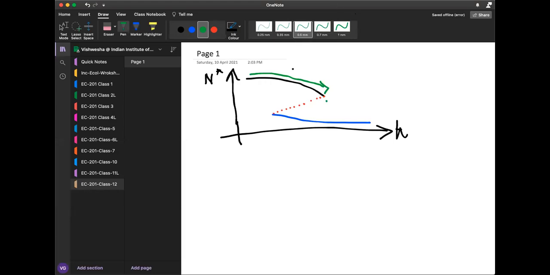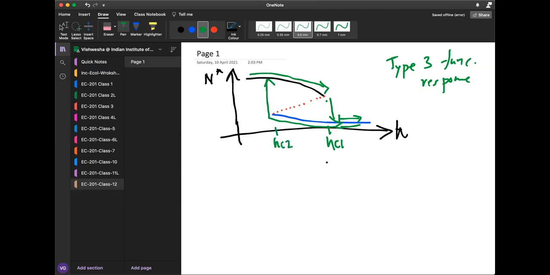Okay, so I was just plotting this. I was saying the same thing using the graph now. This is the type 3 functional response, or the sigmoidal function. So up to an H, let's call this HC1, you're in the upper branch, larger population value. At this point, the population collapses. Now, if you reduce the value of H, it doesn't go back right here, but you have to continue along this, and only then you recover, which is at some other threshold value. Does it make sense?